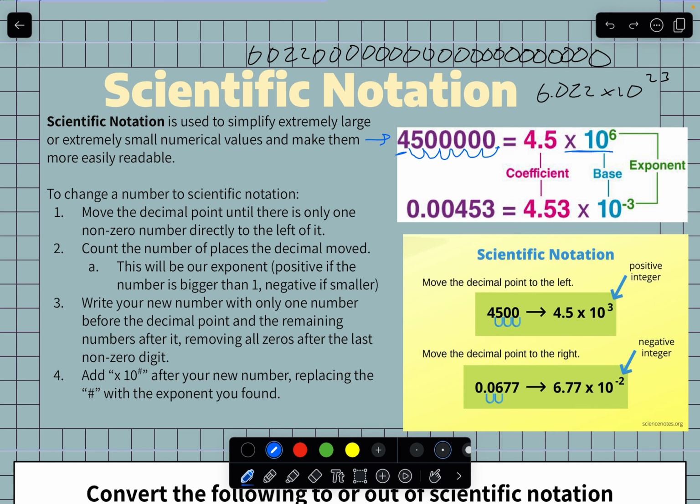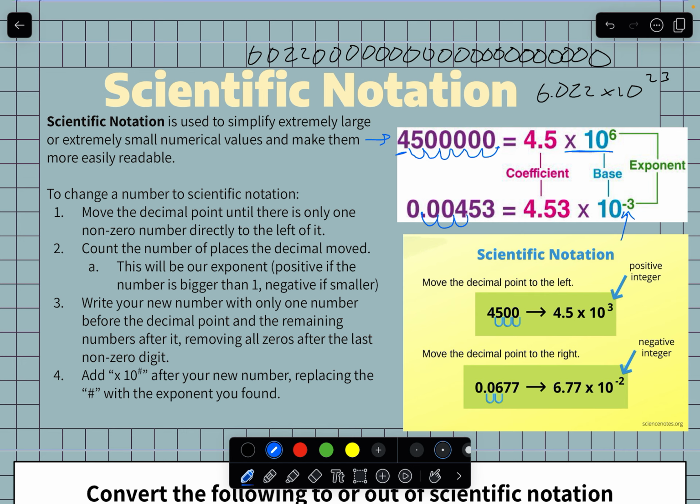Okay, it's the same thing if you have a number like this down here that's smaller than 1. We're going to move the decimal, so there's only one non-zero number to the left, which is the 4 there. So we get the 4.53, and we moved it 3 times, so we're going to put a 3 exponent. Since we moved to the right, this number is less than 1, we put a negative exponent. Okay, so it's going to be a negative 3 power.